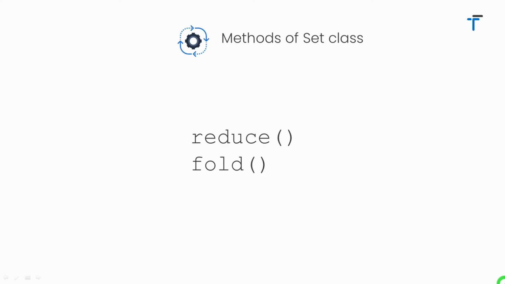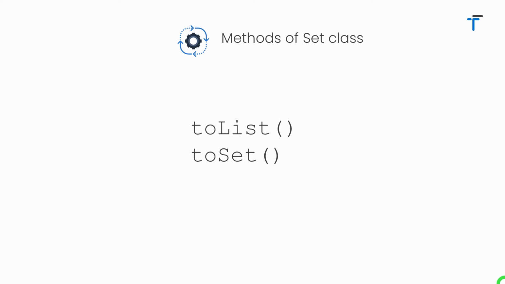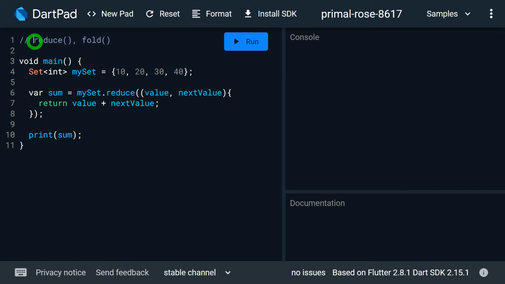Let's understand the reduce and fold methods. Both reduce and fold methods return a single resultant value from your entire set by performing iterative operations over each and every value of your set. Let's understand this one. In this case, I have a set called myset with the values 10, 20, 30 and 40, and from this set I just want to get the sum of all elements.